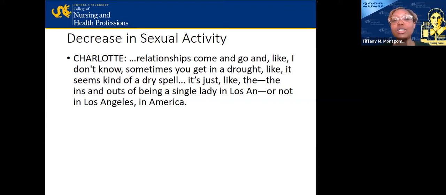I thought it was really funny. Charlotte said, relationships come and go. Like, I don't know, sometimes you get in a drought and it seems like a dry spell. And she said, it's just one of the ins and outs of being a single lady in Los Angeles or in America. So remembering that these are young adult women who may or may not be in monogamous relationships. A lot of times when you're younger, relationships can end more frequently. They might not be as long-term as you like. And so definitely 1 month you can be in a relationship with somebody and having sex with them, and 2 or 3 months later, you're no longer in that relationship. And so you're not engaging in sexual activity because you're no longer in a relationship.